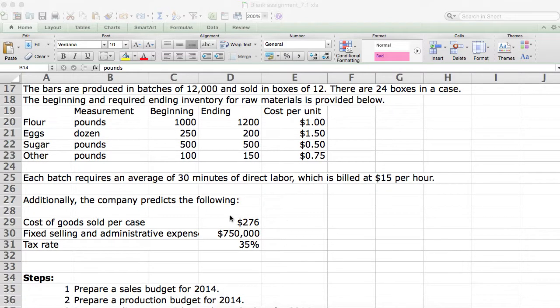They are also letting us know that the cost of goods sold per case is $276. Remember that this is cost of goods sold as part of the income statement, and it is giving us the quantity per case. We have fixed selling and administrative expenses, which are also a line item on the income statement, and then we're given the tax rate of 35%.